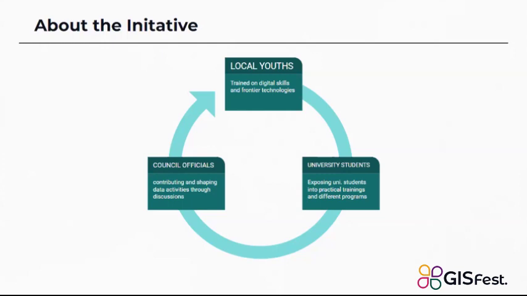And why the youth? It is because in Tanzania, more than 50% of people are under the age of 18, according to UNICEF, and over 70% are under 30. So you can see that we have so much potential in youth. Country-wise, the number of youth is very large. So we decided to use the youth, and we trained them on digital skills as well as frontier technologies.